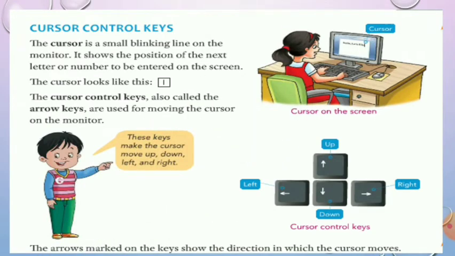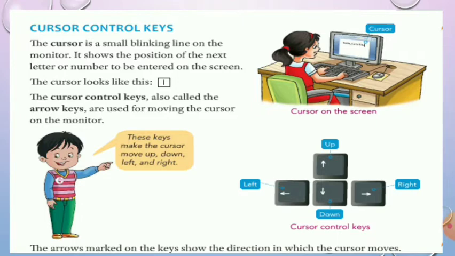Now, our first key, cursor control keys. I will explain this. First, cursor control keys. The cursor is a small blinking line on the monitor. It shows the position of the next letter or number to be entered on the screen. The cursor looks like this. This is the standing line. This is called cursor.